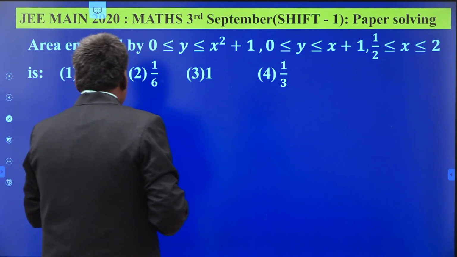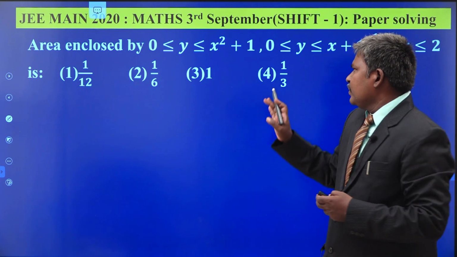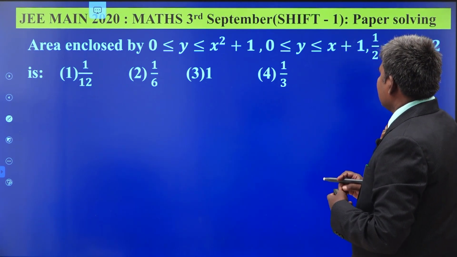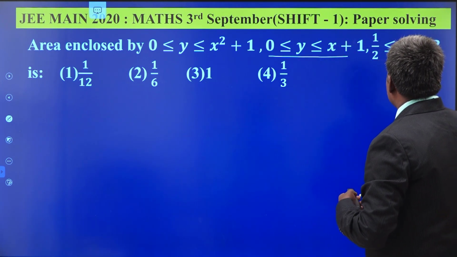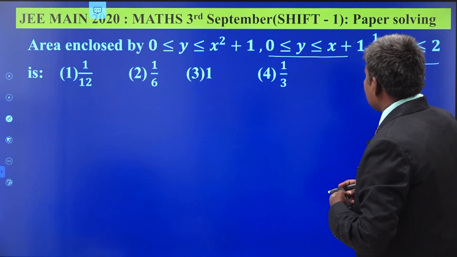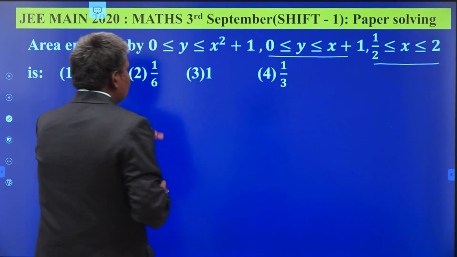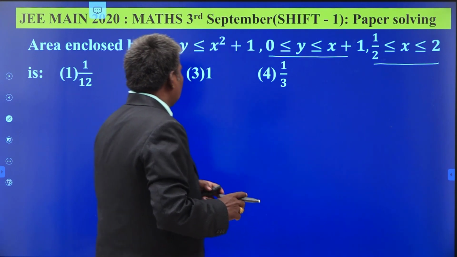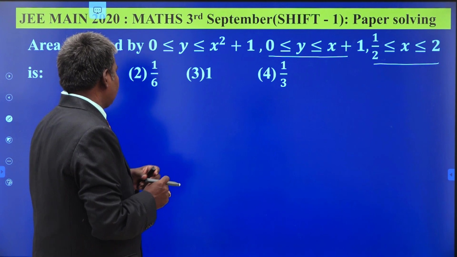See this one. The area enclosed by 0 ≤ y ≤ x² + 1 and 0 ≤ y ≤ x + 1 and 1/2 ≤ x ≤ 2. So these are two curves and this is the region for x. We have to find out the area enclosed by these three curves.